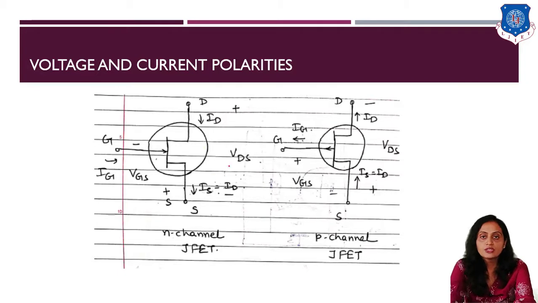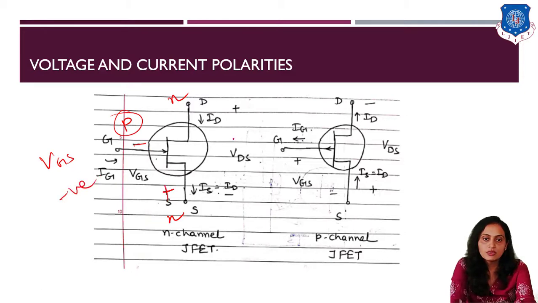Now we will see the voltage and current polarity for n-channel JFET and p-channel JFETs. This is an n-channel JFET, that means the drain and source are made up of n, and the gate is of p-type. We know that VGS should be such that it reverse biases the gate junction. So as this gate is of p-type, we will keep this VGS negative and VDS positive, and the drain current is flowing from drain to source, and carriers are moving from source to drain, and the current is due to electrons.